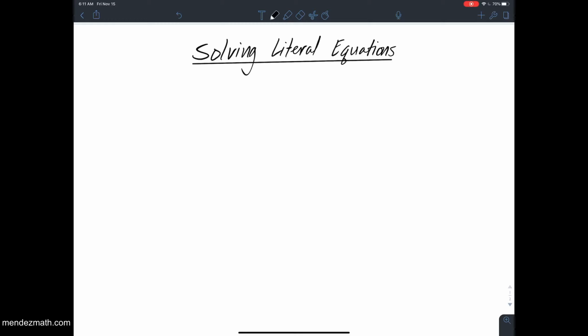Alright everyone, so today we're going to be solving literal equations, and let's just get into it. So, given an example, area equals length times width, we're going to solve for length. Okay, so what that means is that when it says solve for L, we want it to look like L equals and whatever. Okay?